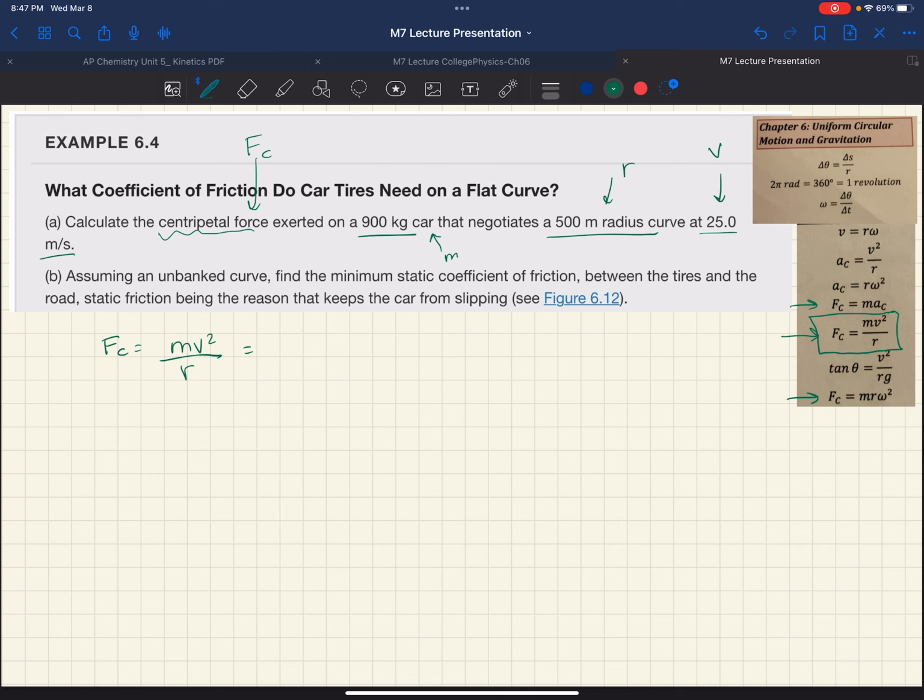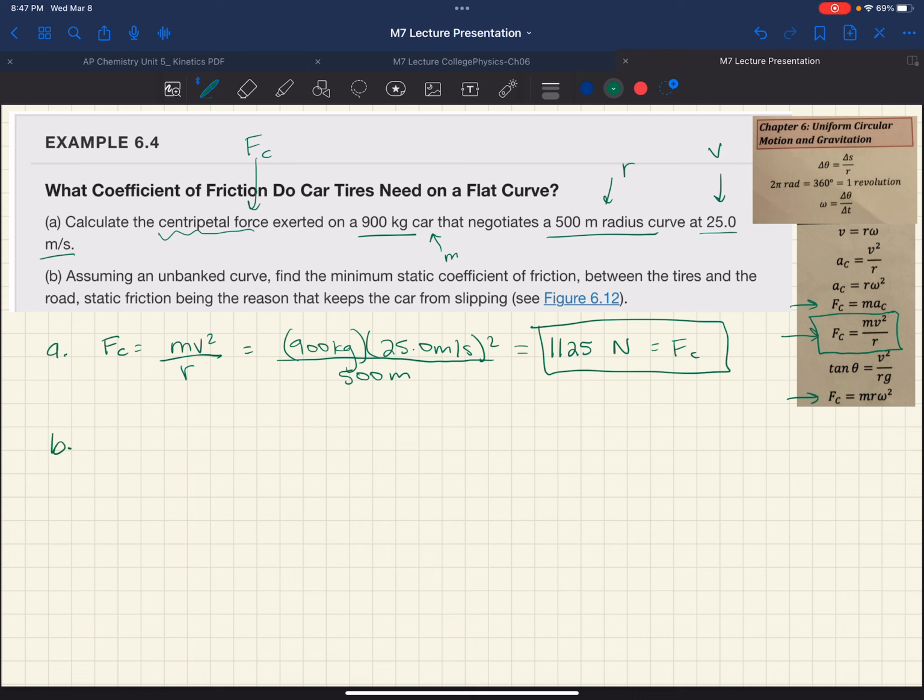And the units are correct too. We have kilograms, we have meters per second. So 900, 25 meters per second squared. And the radius is 500 meters. And again, that is of the curve. So the centripetal force, after you plug this in your calculator, you should find that it is 1,125 newtons. So force, again, is measured in newtons. This was part A. That one was pretty simple.